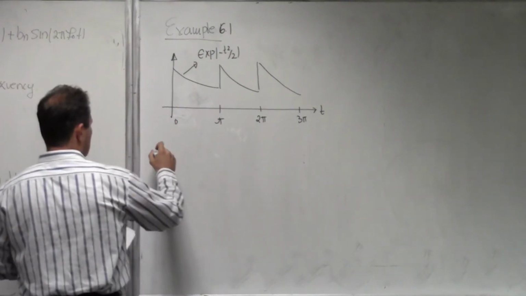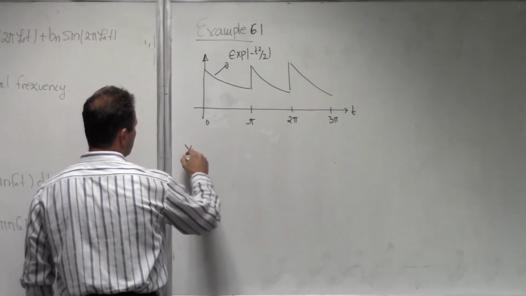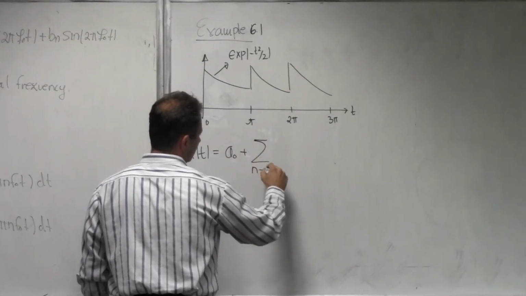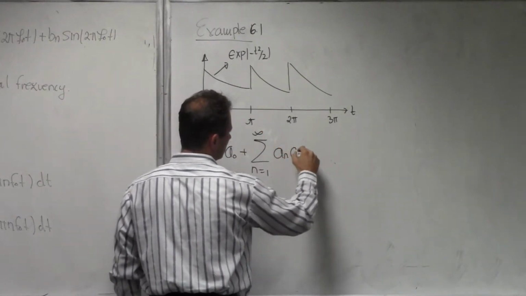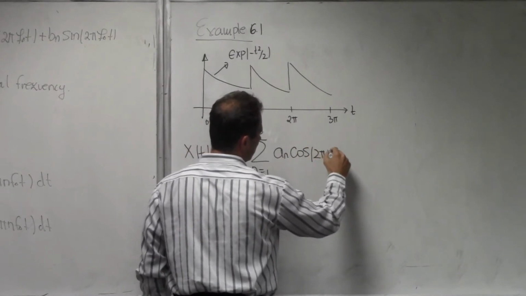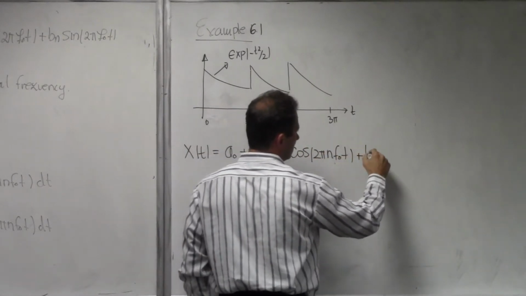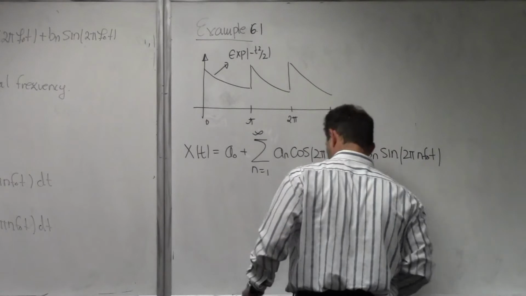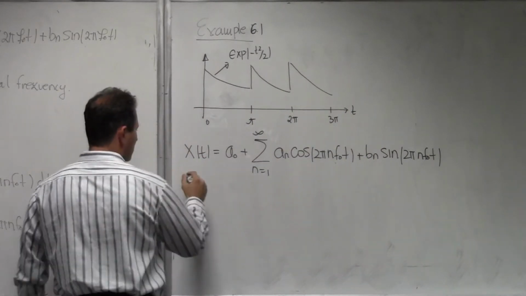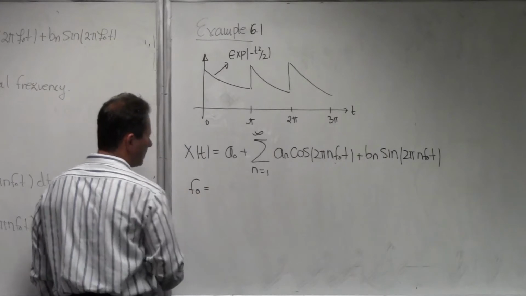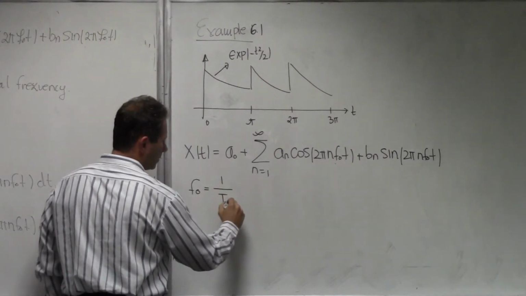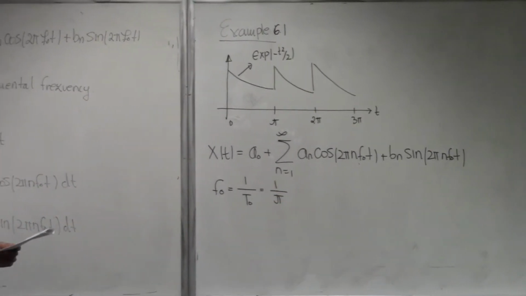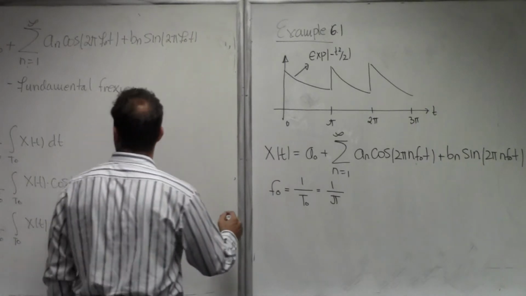So we start, and in problems of this nature, I always use that as an opportunity to rewrite the Fourier series, and I suggest you do the same, because it sets what it is that you need to calculate, plus Bn sine 2 pi n f0 t. And then we first identify the period, or the fundamental frequency. Fundamental frequency is 1 over period, which in this case is pi. So your fundamental frequency is 1 over pi.